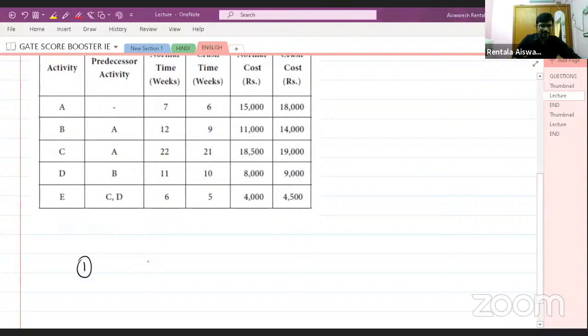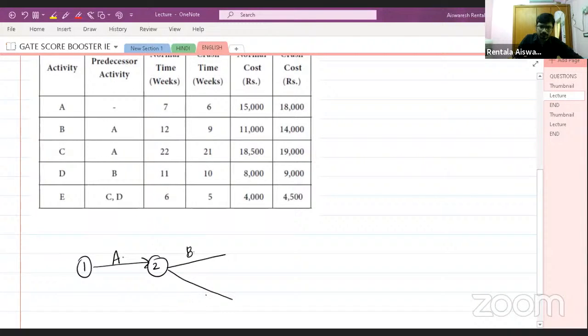So let us say 1 to 2. Let us assume this is activity A. For activity A, there is no predecessor, so I have just started activity A, right? Now you can see for activities B and C, the predecessor is activity A. The meaning is simple: after completing activity A, you can start activities B and C.